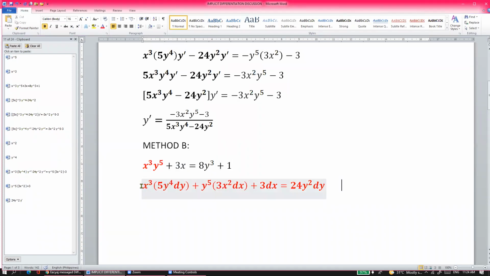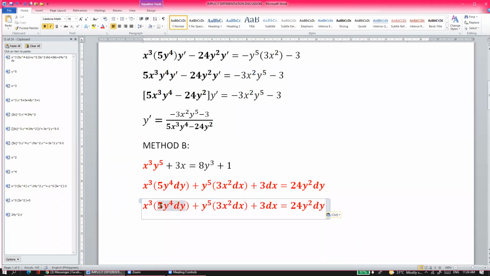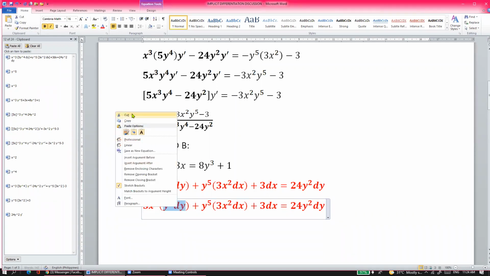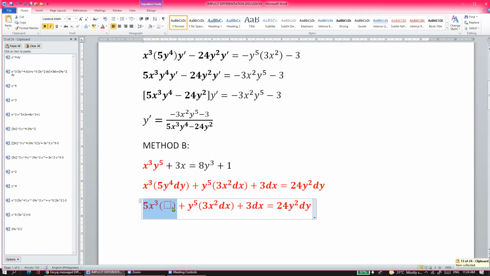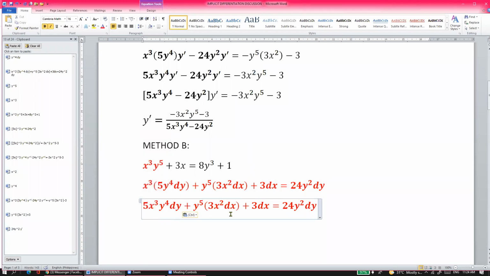Okay. So this is the next thing that we're going to do. Of course, we need to simplify the equation para mas maayos siyang gamitin sa solution process. So copy-paste ko lang siya. Yung 5, buburahin ko, ilalagay ko sa unahan. That's it. And then aalisin ko yung parenthesis nito, cut ko muna siya, and then paste ko sa labas ng parenthesis. Yan. That's it. Simplified na siya.